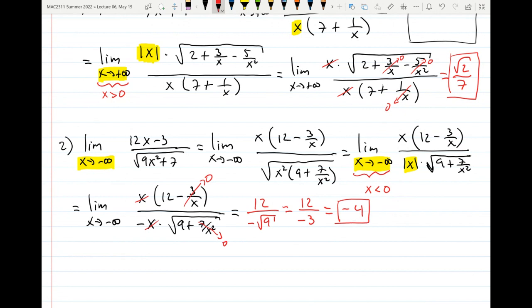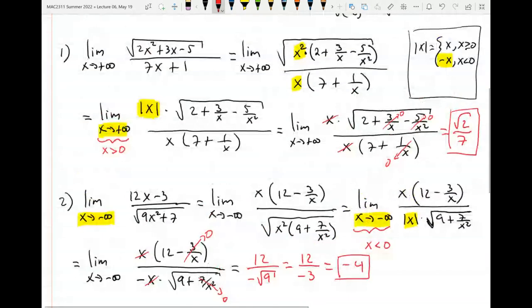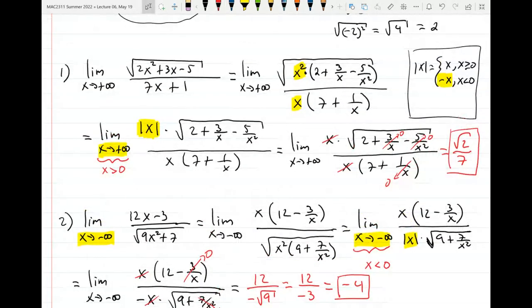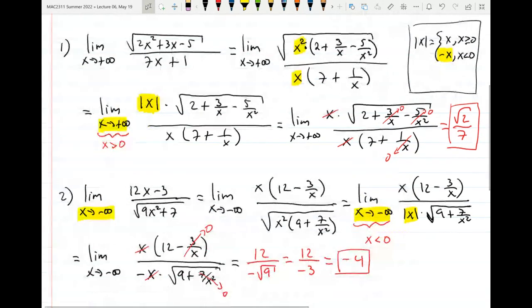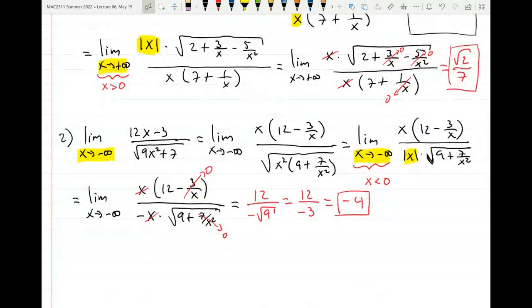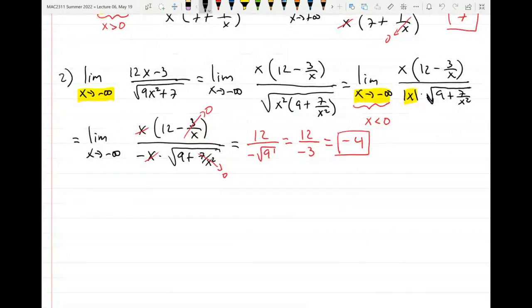negative 4. Okay, by the way, the first example, what we just did, means that we have a horizontal asymptote for that function, namely the line y equals square root of 2 over 7. In this second example, we also have a horizontal asymptote for the function, namely the line y equals negative 4. Okay, so let me do a third example here.